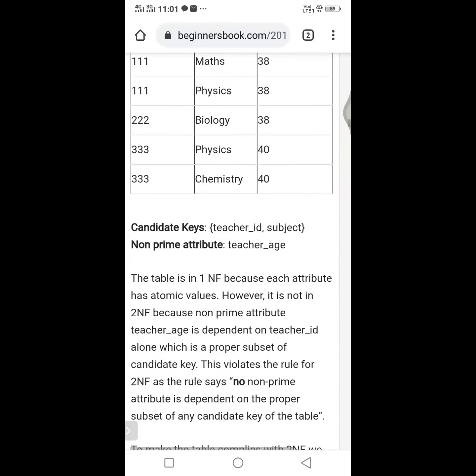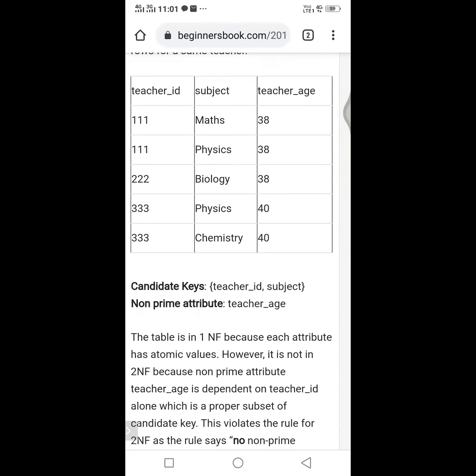So if you observe here, for every table we should mention the attributes like this. That means the candidate keys: what are the key attributes and what are the non-key attributes? In this table, what is the key attribute? For example, if we consider teacher ID as the primary key, that is not possible.